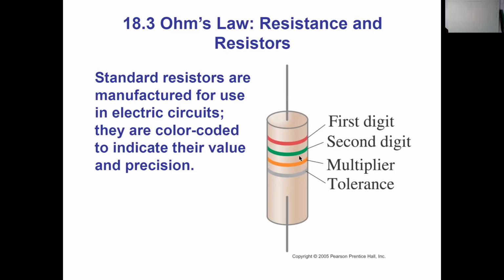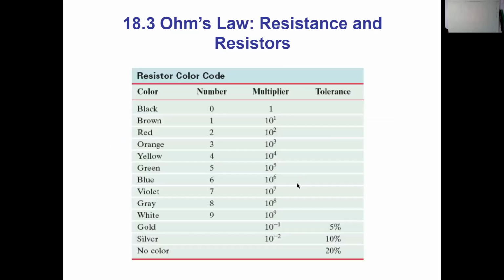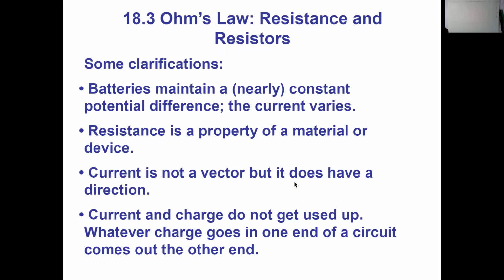So if we increase the resistance, a short would be almost no resistance. If we increase the resistance, we can throttle back that current. And so this is some evidence of a color code, which is not essential for use in our course.